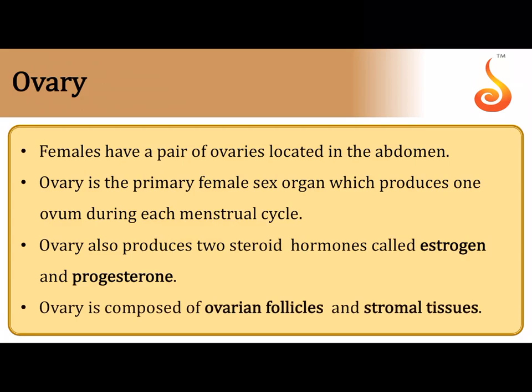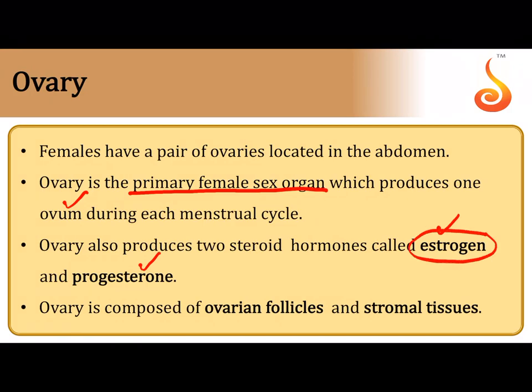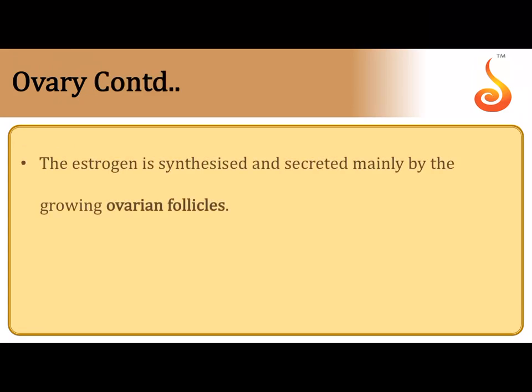Ovary, now ovary, just like how testis is to male, ovary is to female. It is the primary female sex organ. It usually undergoes cyclical changes and produces ovum during the menstrual cycle. The principal hormones of the ovary are progesterone and estrogen. The estrogen is called the female sex hormone, whereas the progesterone is referred to as the pregnancy hormone, and the ovary consists of ovarian follicles and stromal tissue.